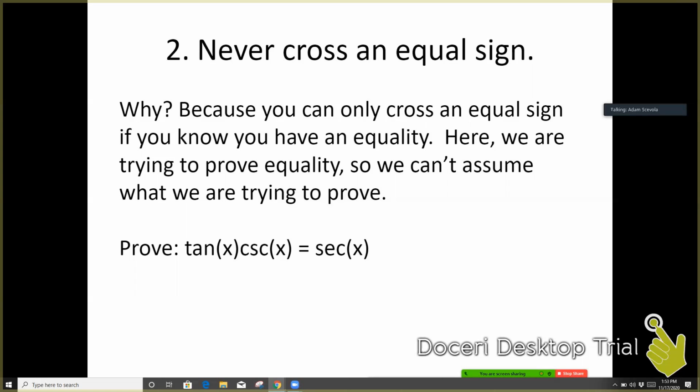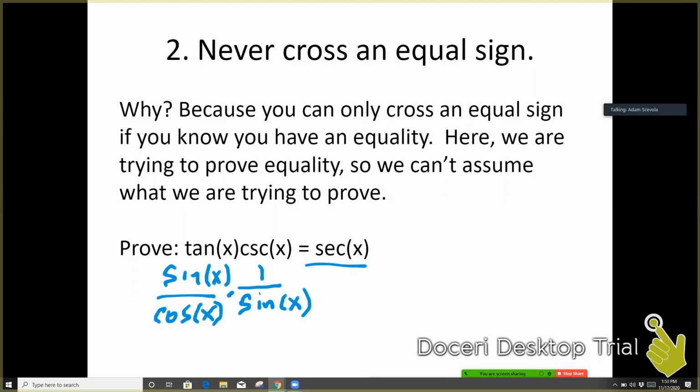So the first thing I'm going to do is take cosecant and write that as 1 over the sine of x. All right, and then I'll also take the tangent of x and rewrite that as the sine of x over the cosine of x. And then the right side I'm not going to touch. I'm going to try to prove that the left side equals the right side. So I'm trying to get this to simplify down to secant. Does anyone see what we could do to help us make the left side look more like the right side?